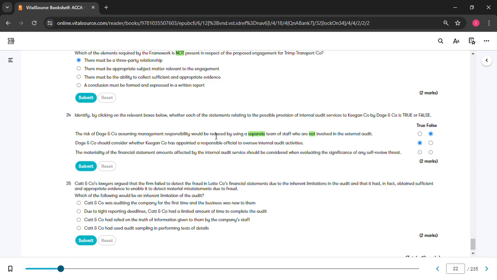The client is taking the internal audit service from the auditor. When the client takes it from the external auditor, what will happen? The financial statement amounts are going to be audited by the external auditor, and the internal audit service is also done by the external auditor. What will happen? Will it be self-review or self-interest? Self-review. It is true.